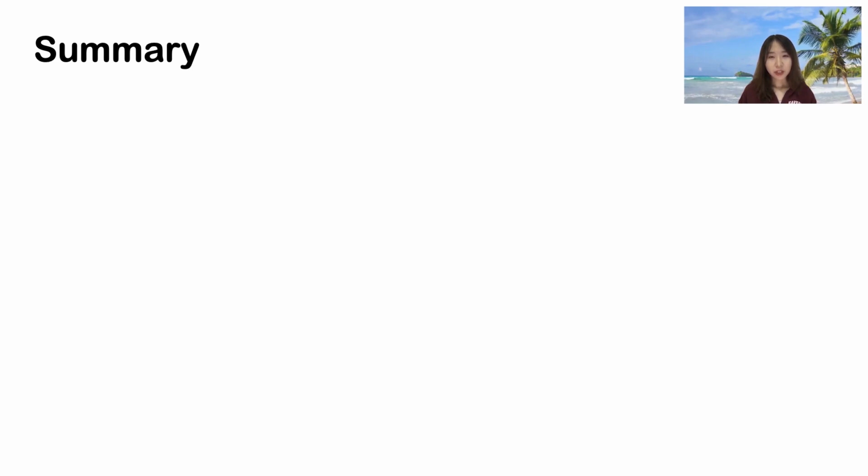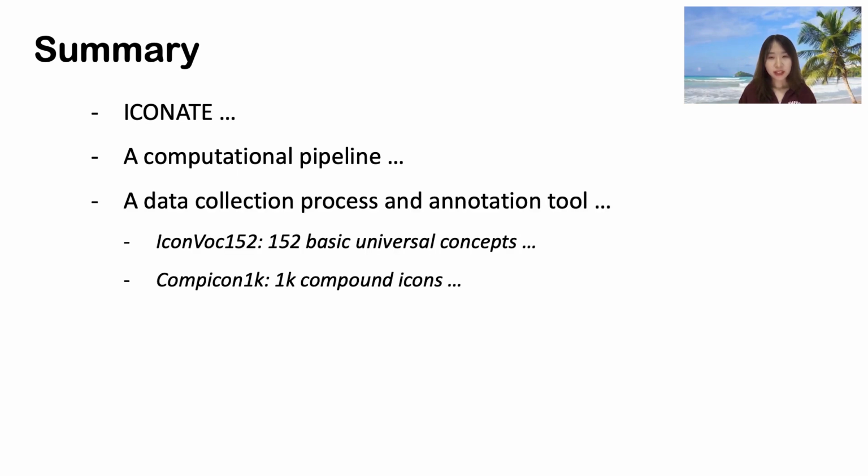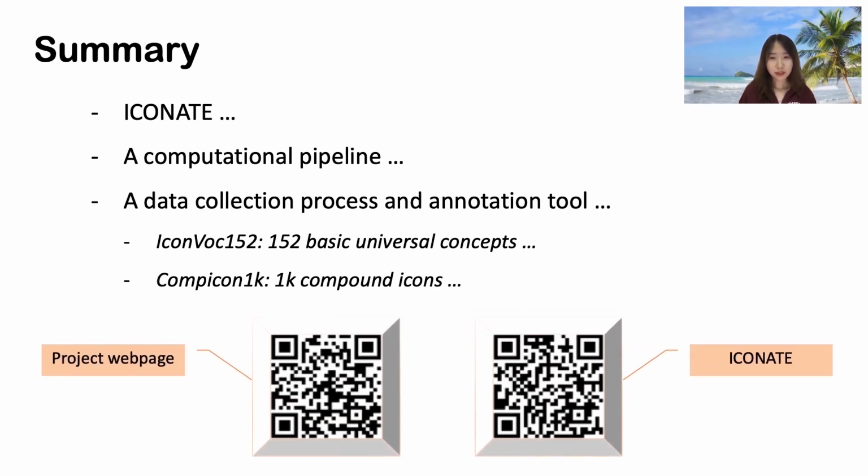In summary, we introduced the ICONATE system, a system that facilitates ideation and iteration for compound icon design, a computational pipeline that powers the system, and a data collection process and annotation tool that enables the construction of datasets for the computational pipeline. Here are QR codes for our project webpage and ICONATE tool.